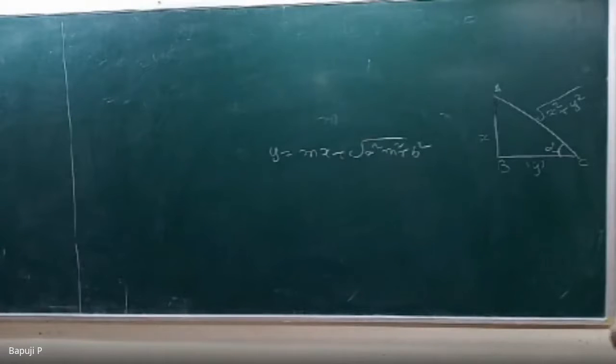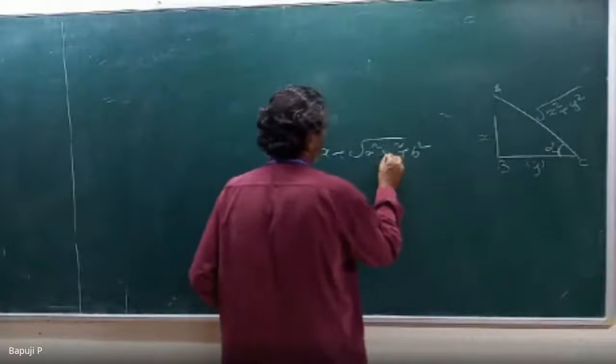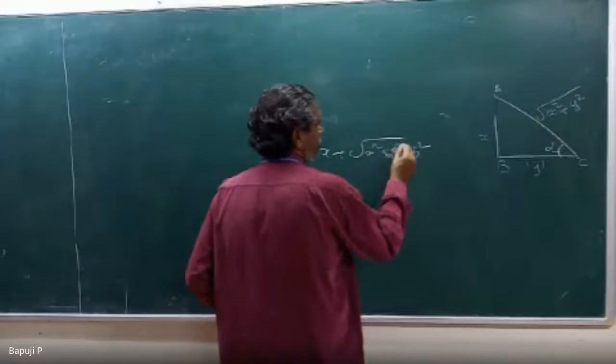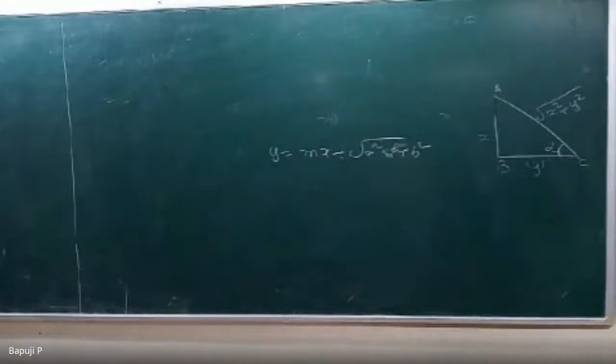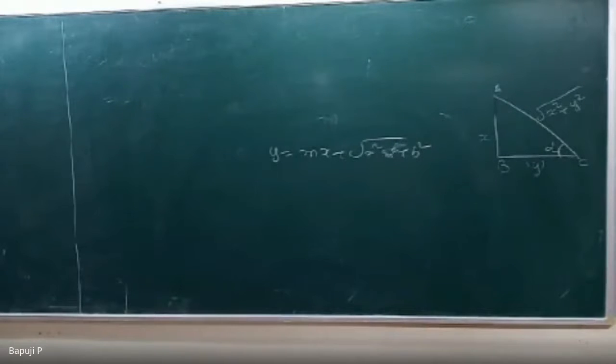y = mx + c. When this equation becomes the tangent, to whom will it be the tangent? Ellipse. So the condition is what? c = √(a²m² + b²). Correct or not? For the hyperbola, what will you get? a²m² − b². Am I correct or not? Yes, sir.